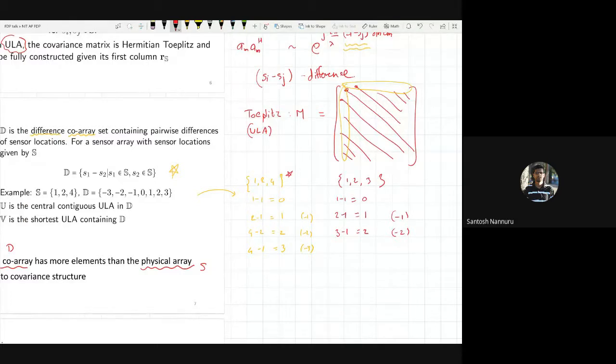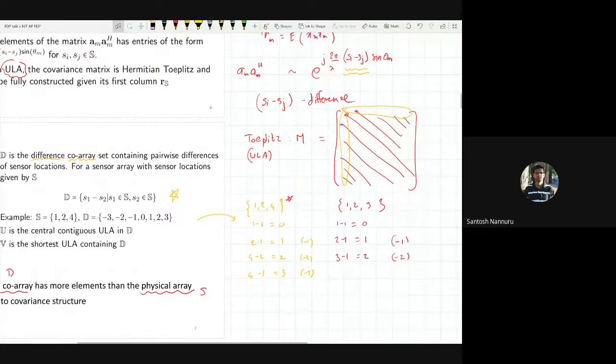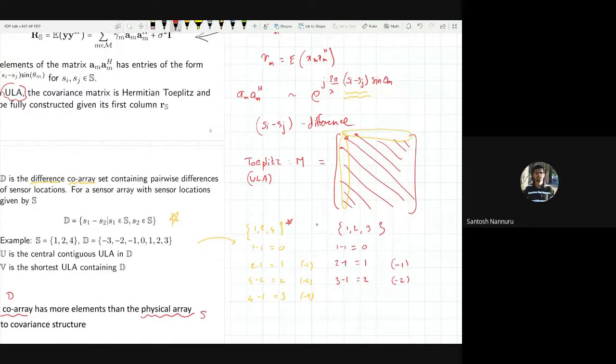And it just repeats because the structure depends on this Si minus Sj. The number of different Si minus Sj you have is the number of distinct elements in your covariance matrix. So if the physical array is sparse, the distinct Si minus Sj you will get will be many in number, and the covariance matrix will not be Toeplitz as well.